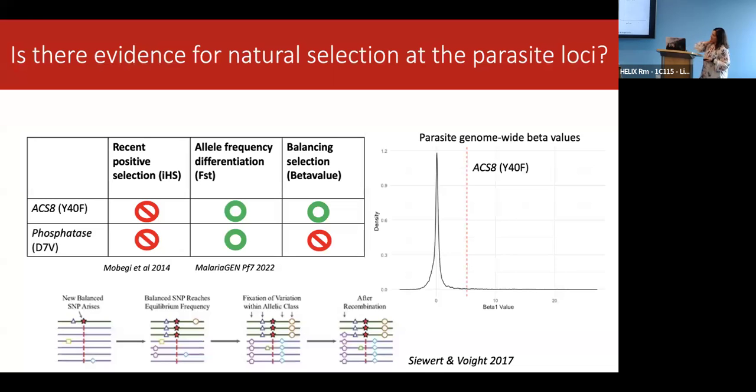And then lastly, we in our lab have also tried some other tests, focusing on the idea that maybe these have been polymorphic for many years. One signature we expected if these have been polymorphic for a long time is a buildup of alleles at a similar frequency nearby. So there's a test we applied to look for this, and we find that ACS8 shows a signature of this that stands out from the rest of the genome.